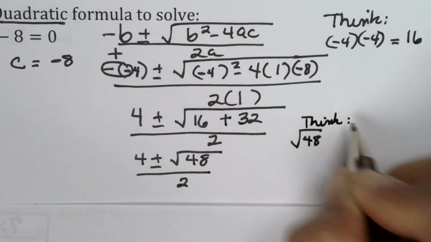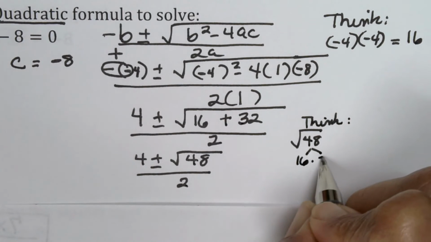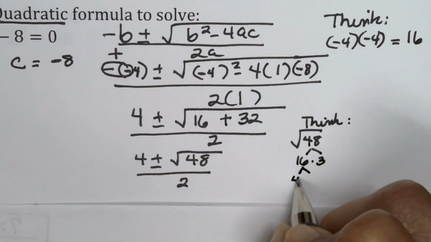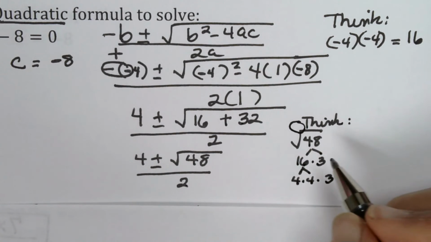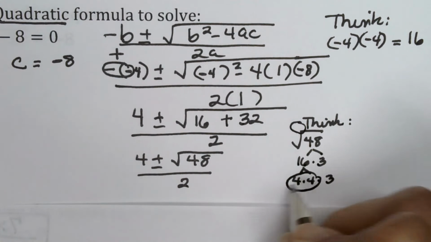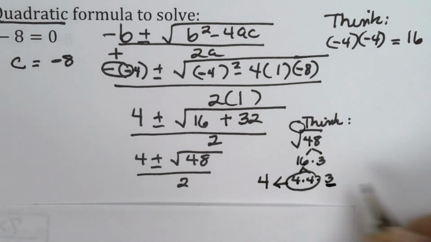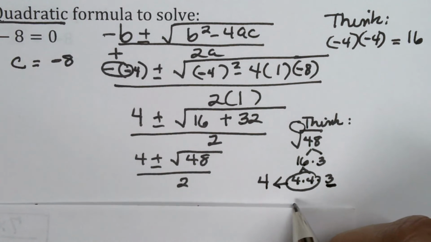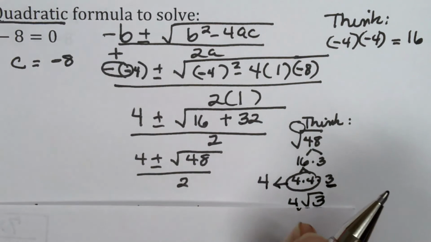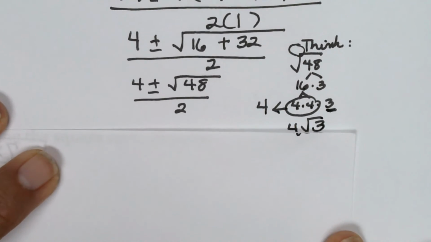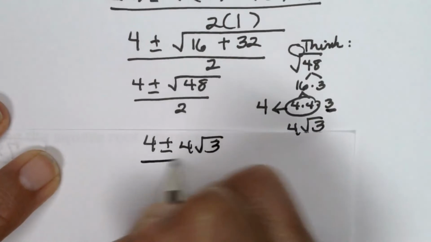Now, can we simplify the square root of 48? Let's break that down. Well, we know 16 times 3 is 48. 16 breaks down to 4 times 4 times 3. Our index here is a 2. It tells us we're looking for things in sets of 2. And for every set that we get, one of these numbers comes out to represent this set. This one does not have another 3, so that 3 has to stay inside. So this simplifies to 4 square roots of 3. So right here, I can rewrite this as 4 plus or minus 4 square roots of 3 all over 2.